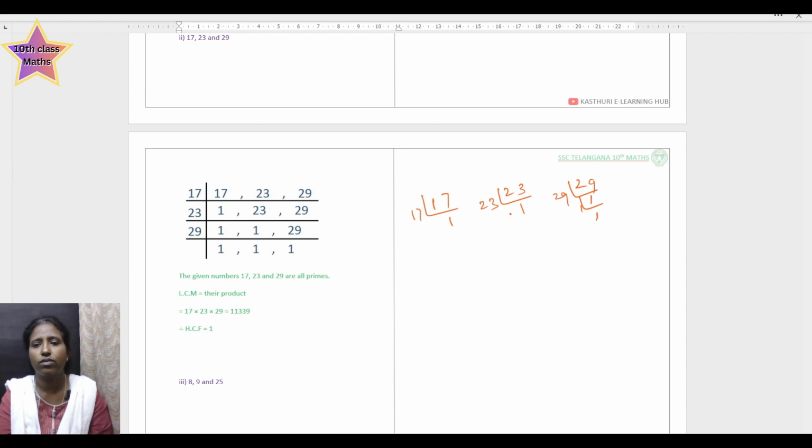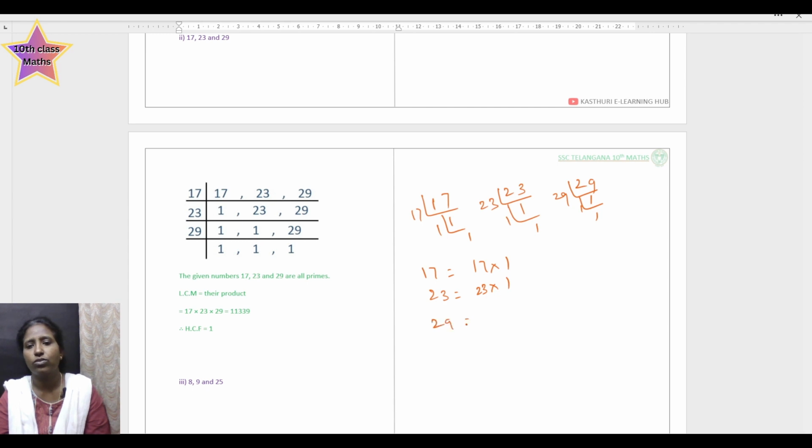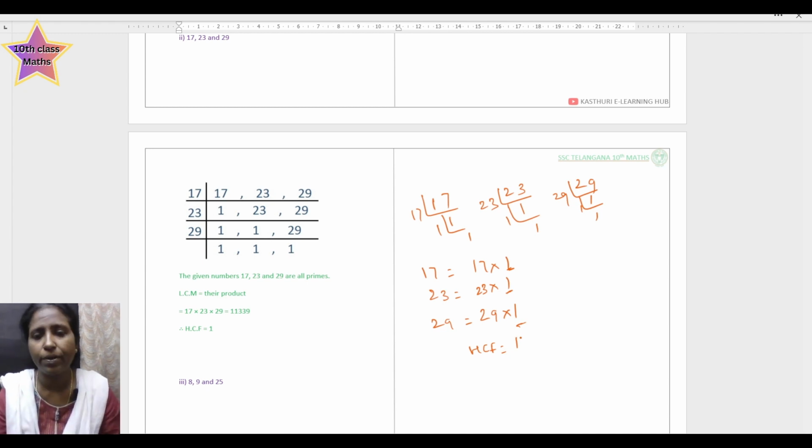1 ones are 1. So if you write it separately like this, 17 into 1, 23 equal to 23 into 1, 29 equal to 29 into 1. So what is a common thing here? 1. Therefore, HCF equal to 1. Okay. If there is no number common, then you take the HCF as 1.